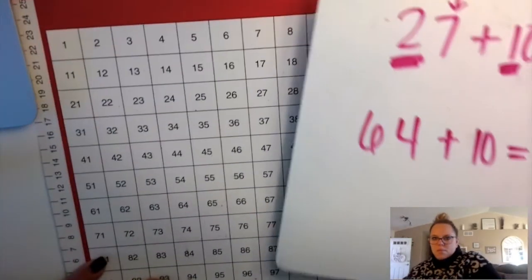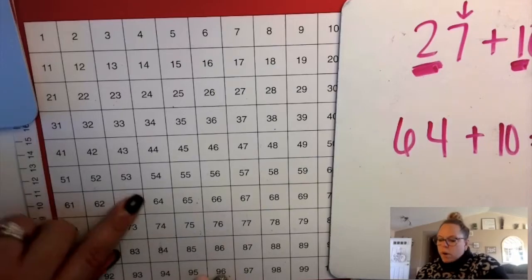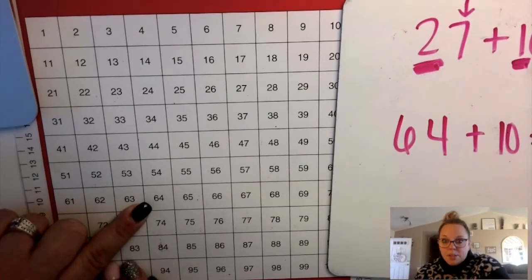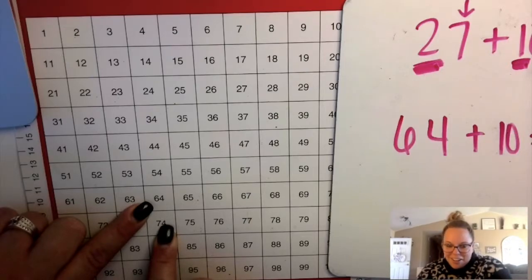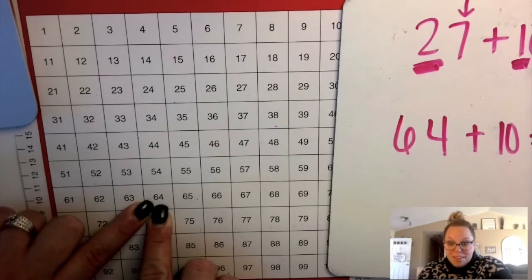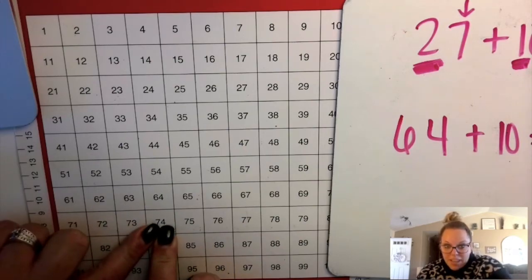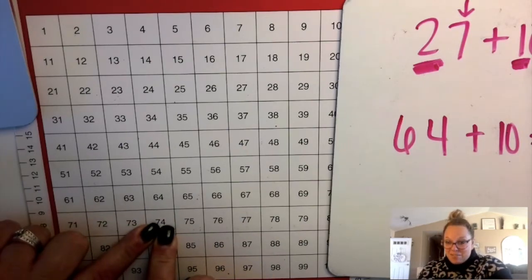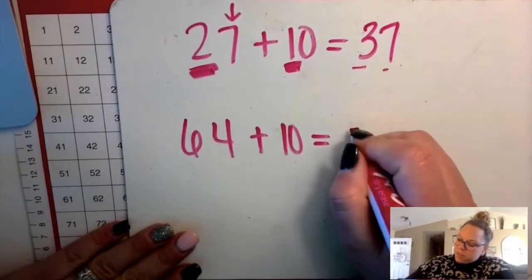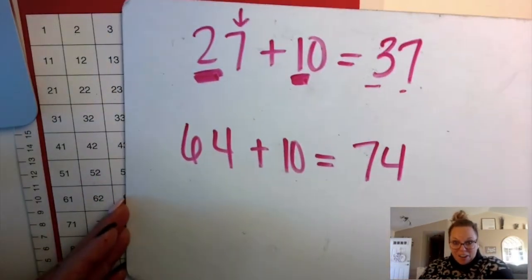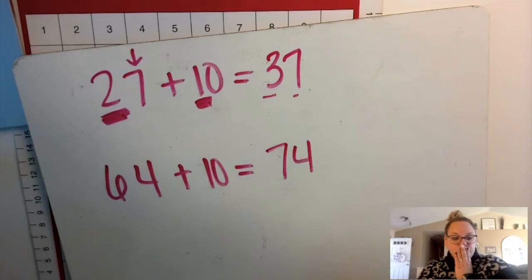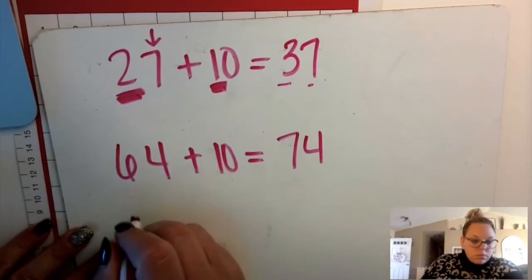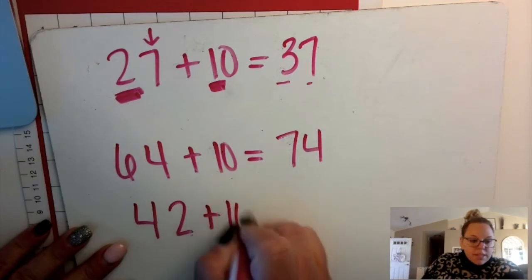64 plus 10. Let me move that to the side for a second. I want you to find 64 on your 100 numbers chart. Remember what I just said. When you go straight down, you're just counting by tens. That's all you're doing. So what is 10 more than 64? Your answer would be 74. Right. So 64 plus 10 is 74. How about 42 plus 10?